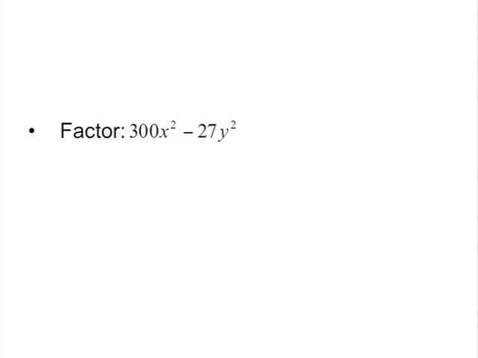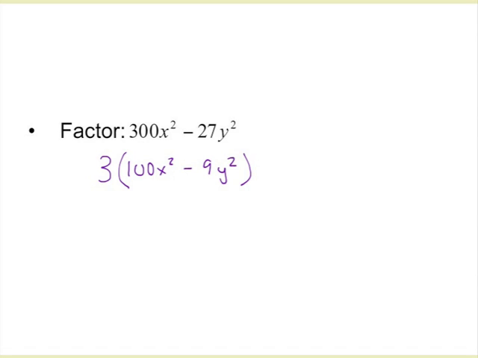What divides out of 300 and 27? 3. So if I take a 3 outside, I divide each of the numbers in here by 3, and I get 100x squared minus 9y squared. That 3 keeps on hanging out, and we set up our 2 parentheses. What times itself would be 100x squared? 10x. What times itself would be 9y squared? 3y. We do a plus and a minus.